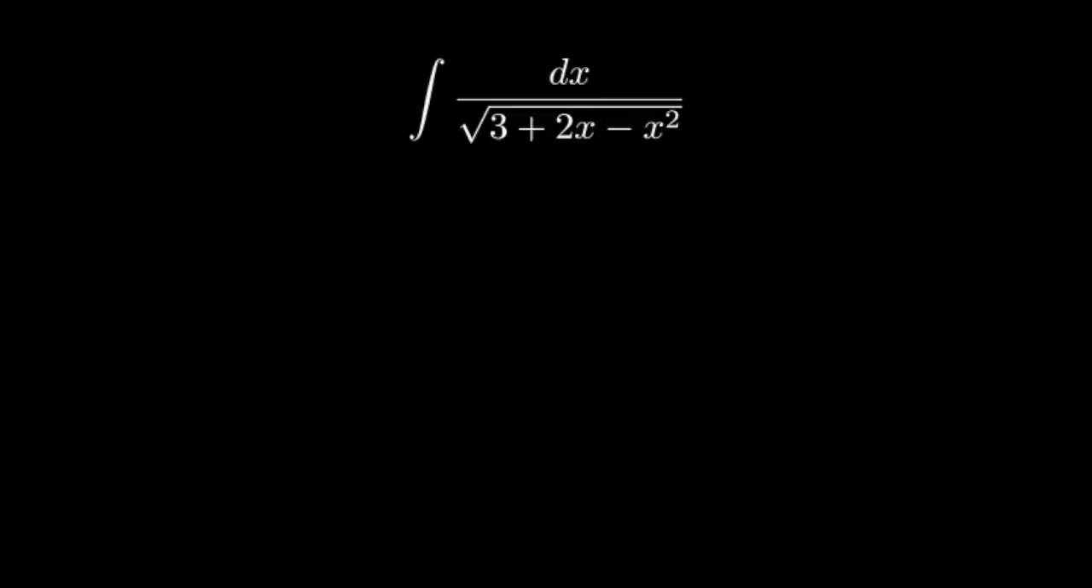Welcome. Today we'll solve this complex integral step by step. First, let's look at what's under the square root. We can rearrange 3 plus 2x minus x squared to negative quantity x squared minus 2x minus 3.